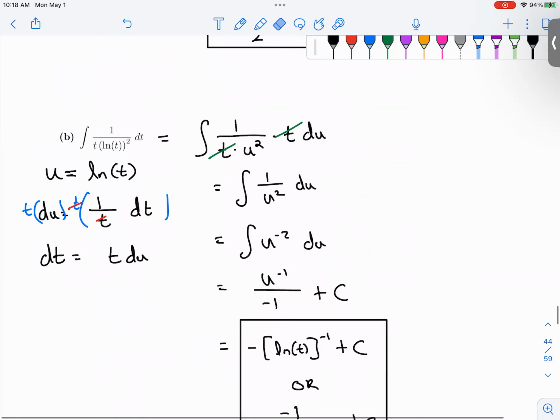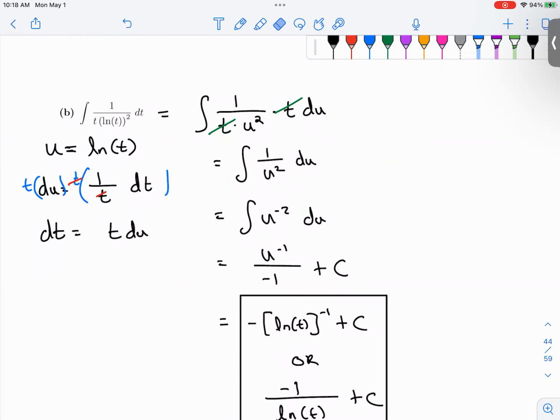The next one, a good choice for u would be something in the denominator, but this one has a denominator and then it also has a power in there. So I chose to use u equals ln t. You could try to use ln t squared. That might work, I think it may work, but you have to do some interesting algebra. That doesn't mean it's not possible. But ln t is the best choice.